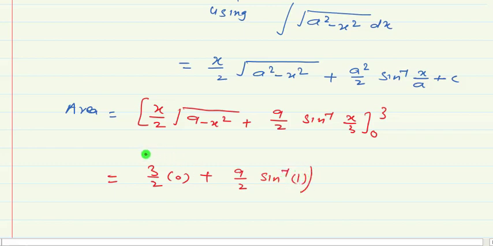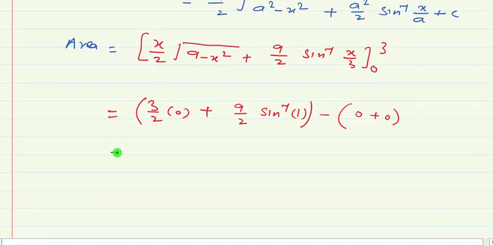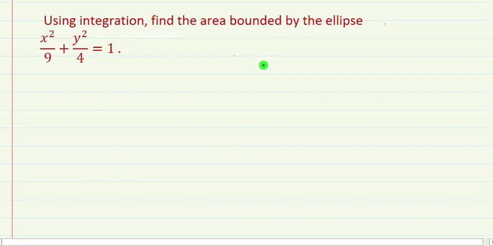So this is the upper limit minus the lower limit. If we use lower limit as 0, clearly the first term will be 0. Again the second term is 0 because sine inverse 0 upon 3 is 0. So plus 0 we are having. So the answer that we are having with us is 9 upon 2 into pi upon 2, because here sine inverse 1 is pi upon 2. So the answer that we are getting is 9 pi upon 4 square units, which is the required area bounded by the given circle and coordinate axis.